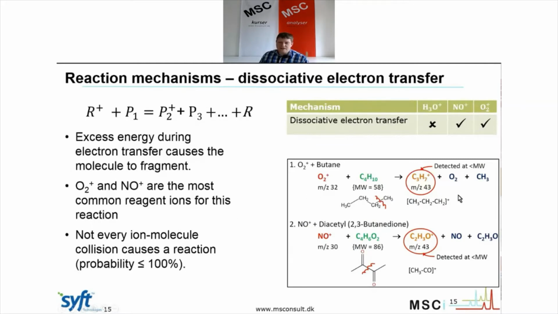We'll just go through this example before we go to the next slide. If you have butane, then it will lose a methyl group, and then you will see it at 43. And the same with diacetyl, it will break in the middle, and you can see it at 43 as well. Of course, with some other reagent ions you can get different reactions, and then you can differentiate them anyway. For instance, if you used hydrogen transfer with H3O+, then you could differentiate these compounds.